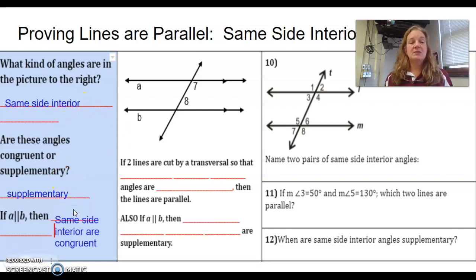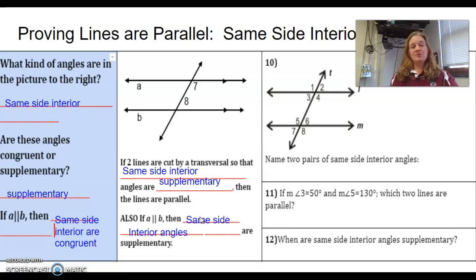Okay, so if A is parallel to B, same side interior angles are supplementary. You can say it the other way. If two lines are cut by a transversal so that the same side interior angles are supplementary, then the lines are parallel. So it goes both ways, right? So this one right here, sorry, I'm pointing to my computer screen because you can see what I'm doing. Same side interior angles are supplementary, then the lines are parallel. The converse is true. If the lines are parallel, then same side interior angles are supplementary.